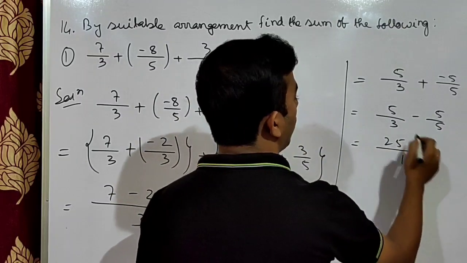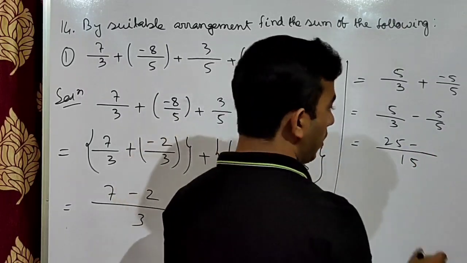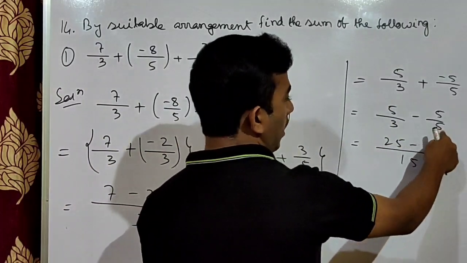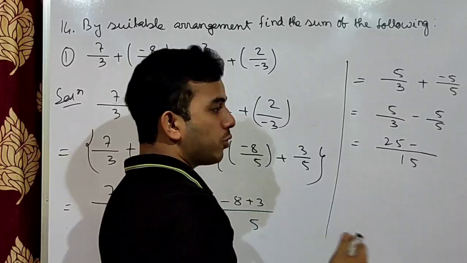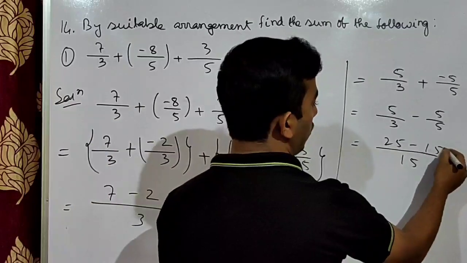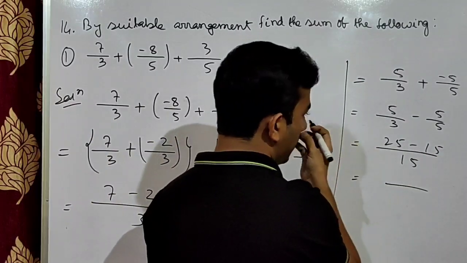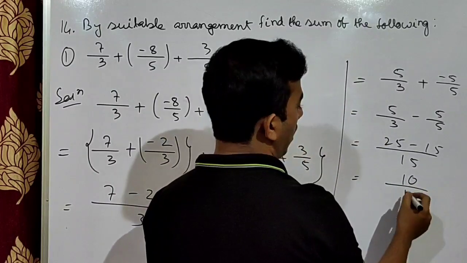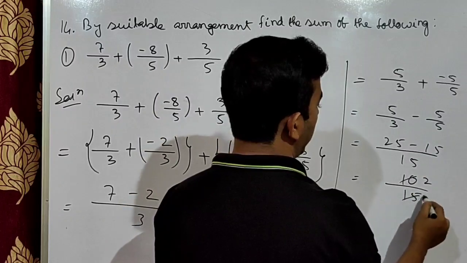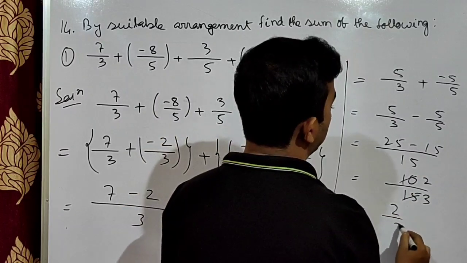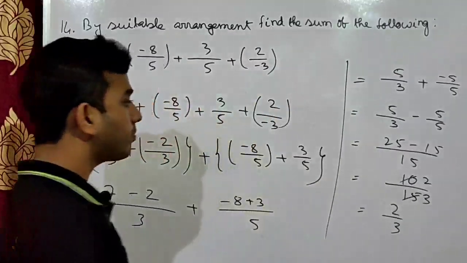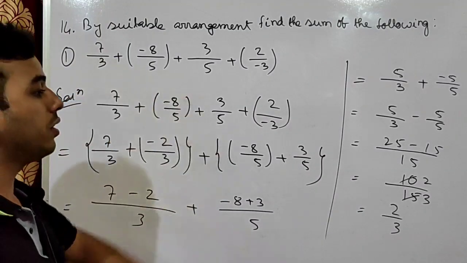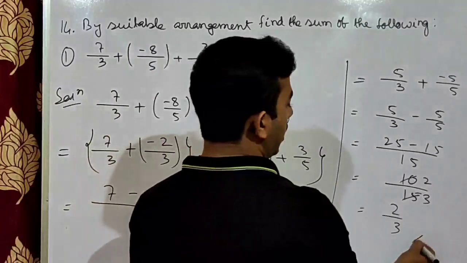How 25? Look, when we divide 15 by 3, we get quotient 5. So 5 into 5 is 25. Now 25 minus, again when we divide 15 by 5, we get quotient 3. 3 into 5 is 15. So 25 minus 15 is how much? It is 10. So it will be 10 by 15. Now we can cancel with 5, so 2 by 3. Clear? So this is how we can find the sum of the following with suitable arrangement. So this is our required answer.